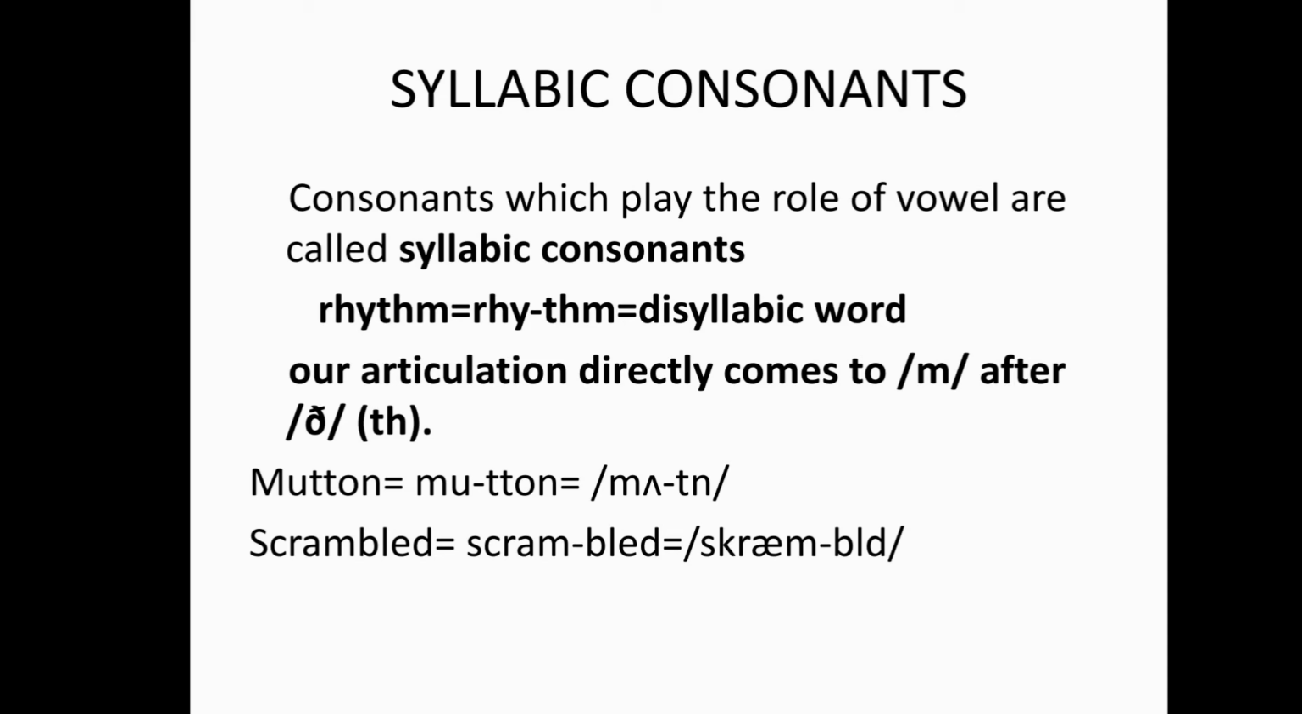A few more examples for syllabic consonants are the word mutton. In this word, though there is a vowel in the second syllable, we do not pronounce it. We just pronounce it as mutton. The same with the word scramble. Though the second syllable contains E, we do not pronounce it. We just pronounce it as scramble.